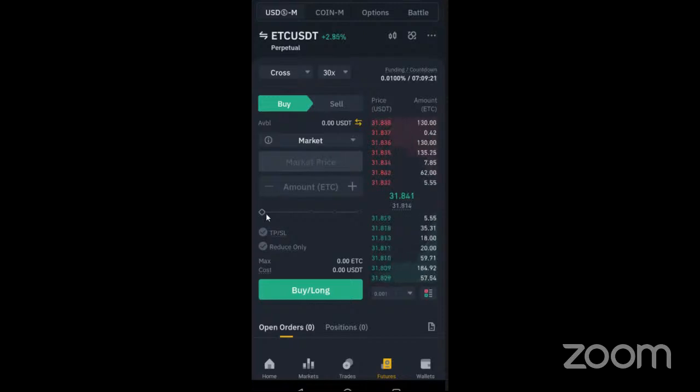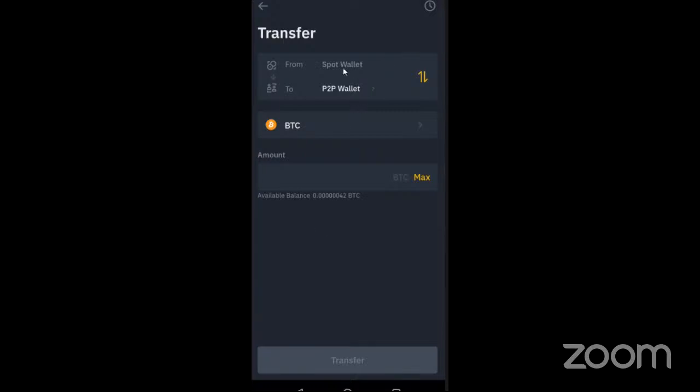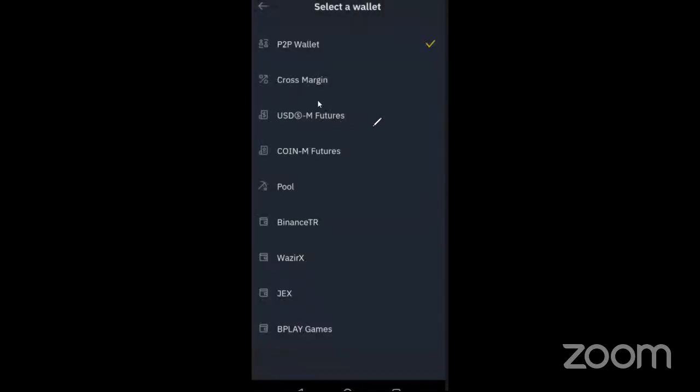And then this slider is where you can select how much you want to risk. The reason why this is not changing yet is because we have not moved any money to our futures account. So what we are going to do now is go to our wallet, and under the wallet we'll be able to move money. You can see we have transfer here. Once you click on transfer, it takes you to this area, and then you can say, okay, I want to move money from my spot wallet to my futures wallet for me to be able to trade futures.